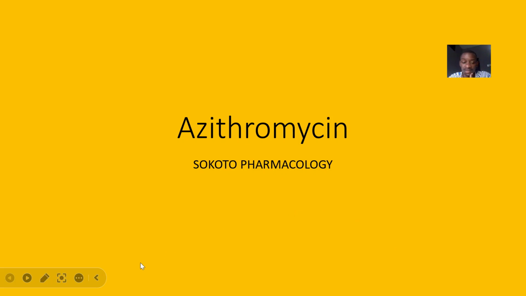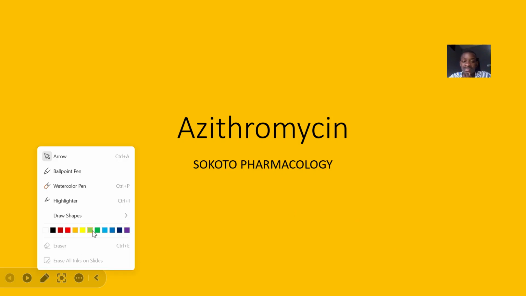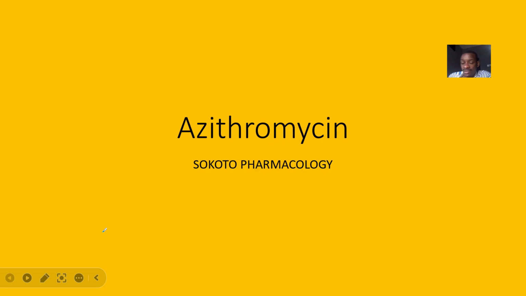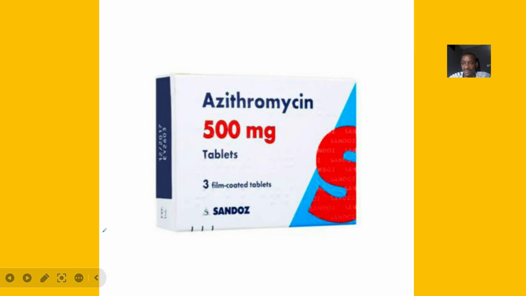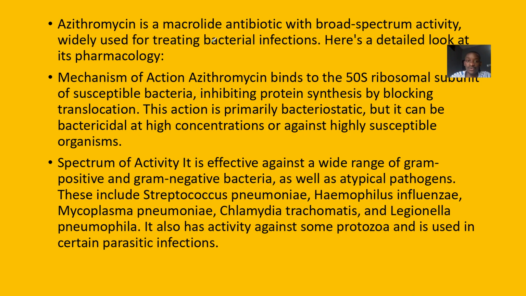So for the next type of drug, which is an antibiotic, we'll be discussing the pharmacology of azithromycin. You can see this drug here. This is azithromycin. First of all, the classification of antibiotic that this drug falls under is macrolides. So it's a macrolide antibiotic.